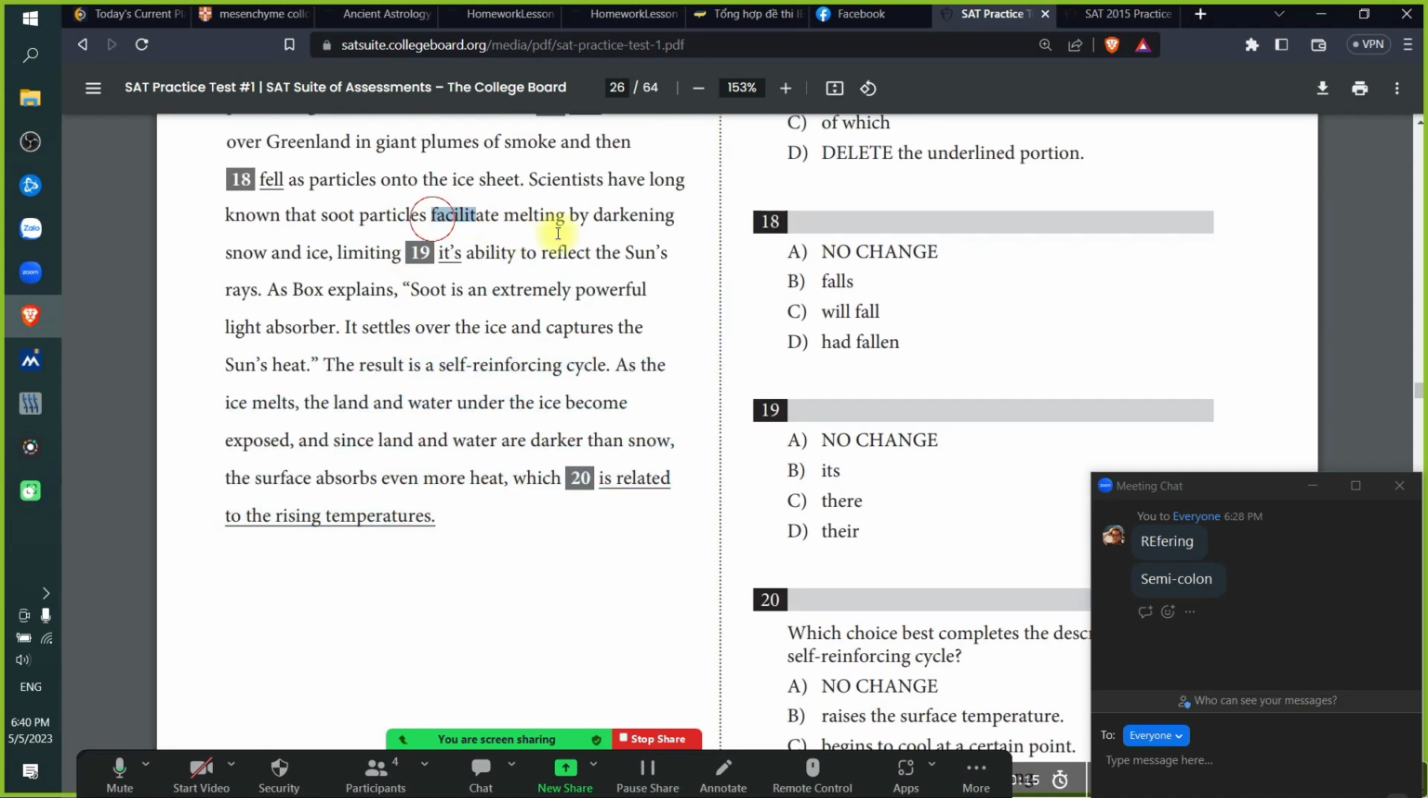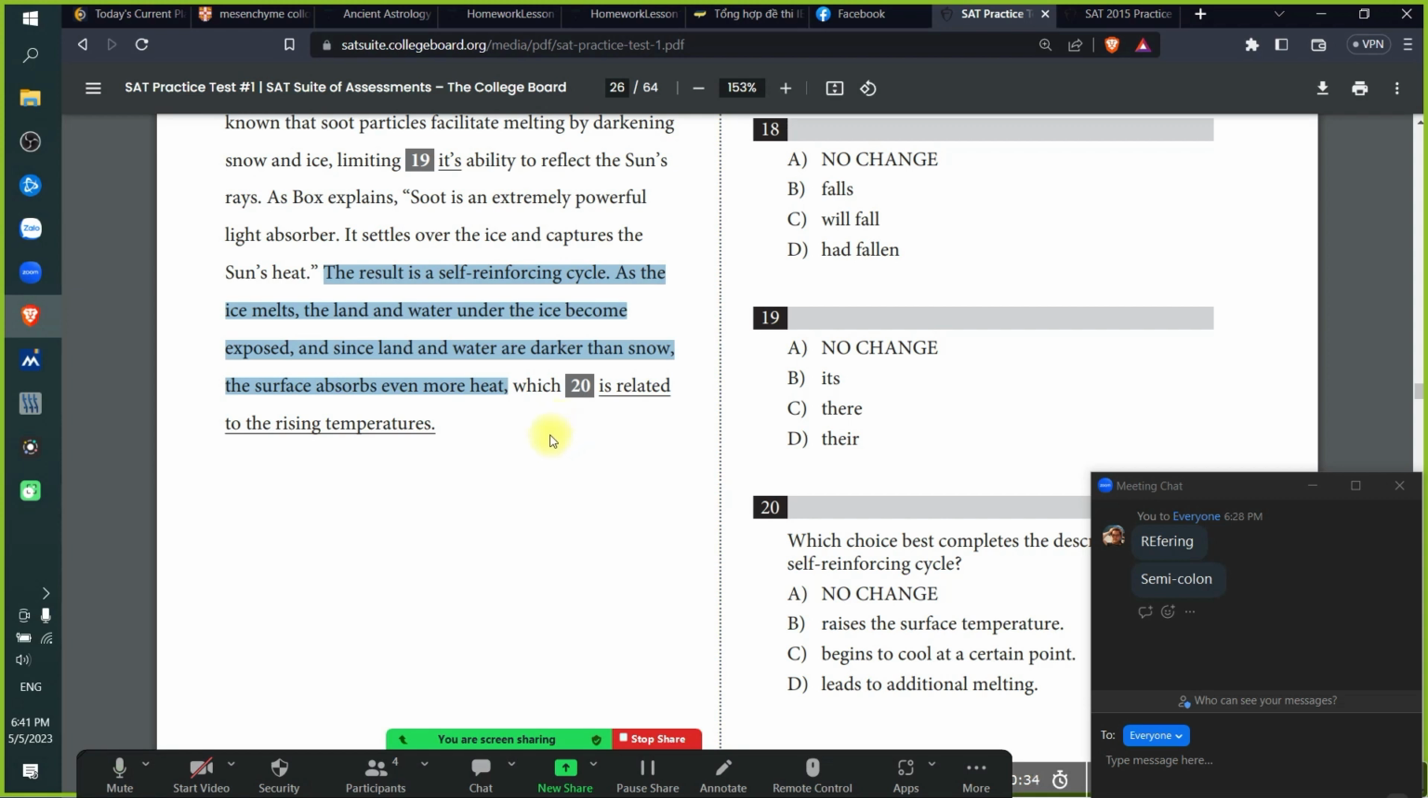Here, they said about facilitate the melting, and then here explanation why. And then here they explain the reinforcing cycle, which contain land, water, and then surface absorb even more heat. So it has to result in what? Leading to additional melting, okay? You understand it? Why it's not B, right? Không, mà mọi người thật sự hiểu bài này không? You understand 20? Yes. Okay, good.